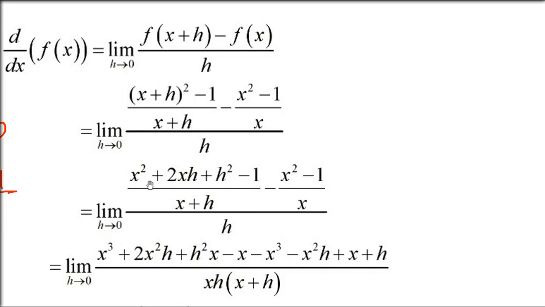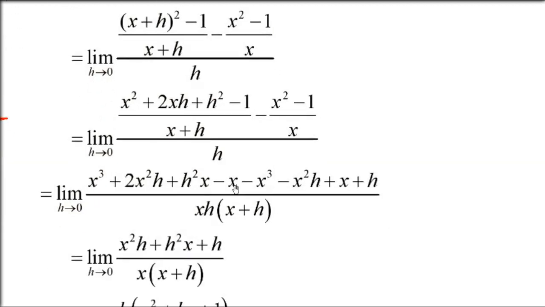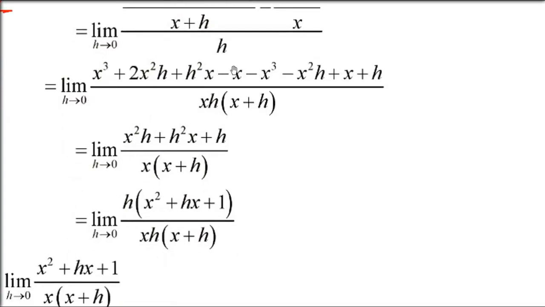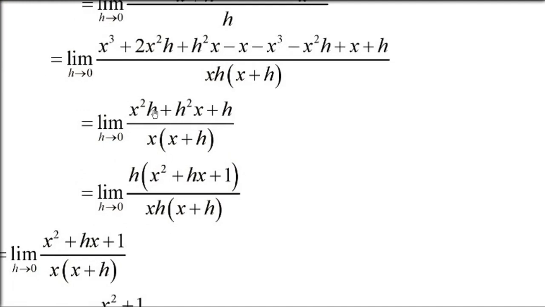Now just take the LCM, opening x plus h whole square. Open x plus h whole square and take the LCM. And then x into x square plus 2xh plus h square minus 1, multiply this. Then you have here x plus h into x square minus 1. Then in the denominator you have x and x plus h. So what all is going to cancel? x cube gets cancelled. You have 2x square h minus x square h, so h square x will remain, h will remain, x also gets cancelled.